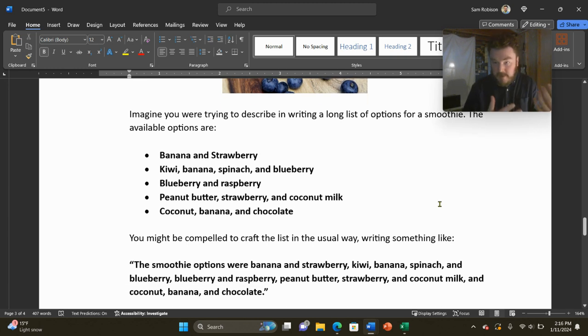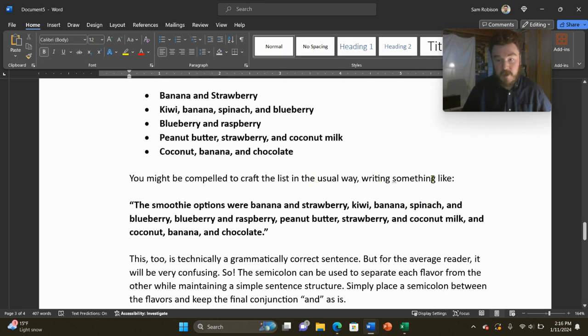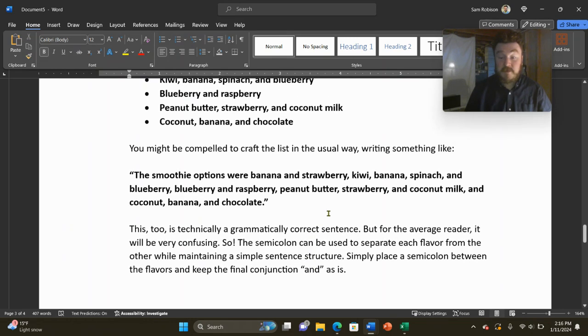You want to render that list, not in a bulleted form, but in a paragraph form, in a sentence, right? So you might be compelled to craft the list in the usual way, writing something like, The smoothie options were banana and strawberry, kiwi, banana, and spinach, blueberry and raspberry, peanut butter, strawberry and coconut milk, and coconut, banana, and chocolate. Right? This too is technically a grammatically correct sentence, right? But for the average reader, reading something like that will be very confusing, right?